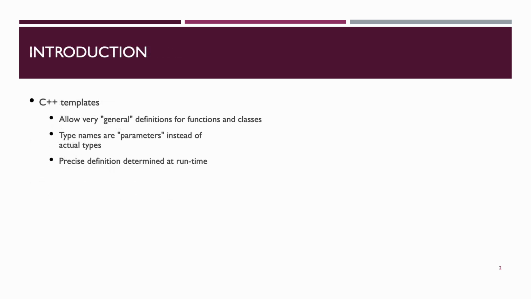Okay, so C++ templates are a powerful feature that allow you to define very general, flexible functions and classes. Instead of specifying actual types, templates use type names as parameters, which are then determined precisely at compile time rather than runtime. This flexibility enables you to write code that can work with any data type. It makes it both reusable and adaptable across different scenarios.